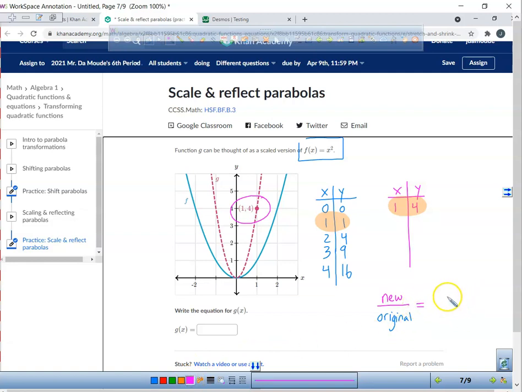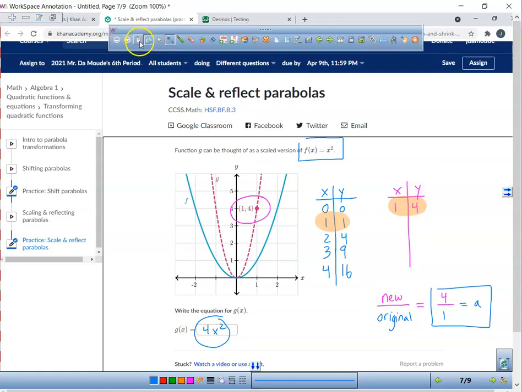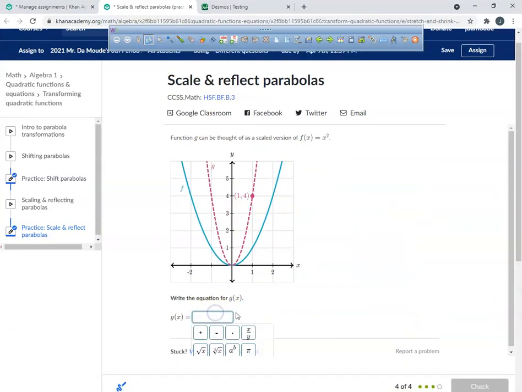What's the new y value? Boom. Over 1. What does that mean? That gives you your a value. I guess I didn't say that last time. That's your new a value. So the equation I'm going to put here is g of x is equal to 4x squared. And I'm done. Okay. You guys can go ahead and get started.